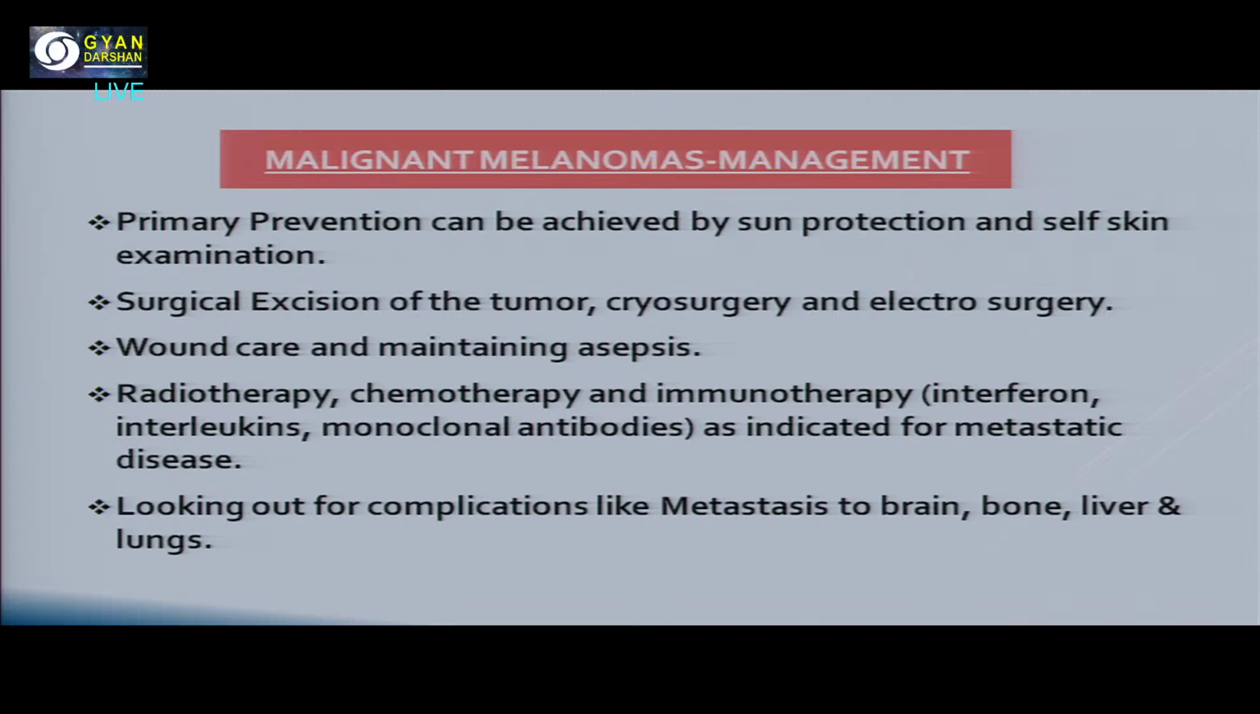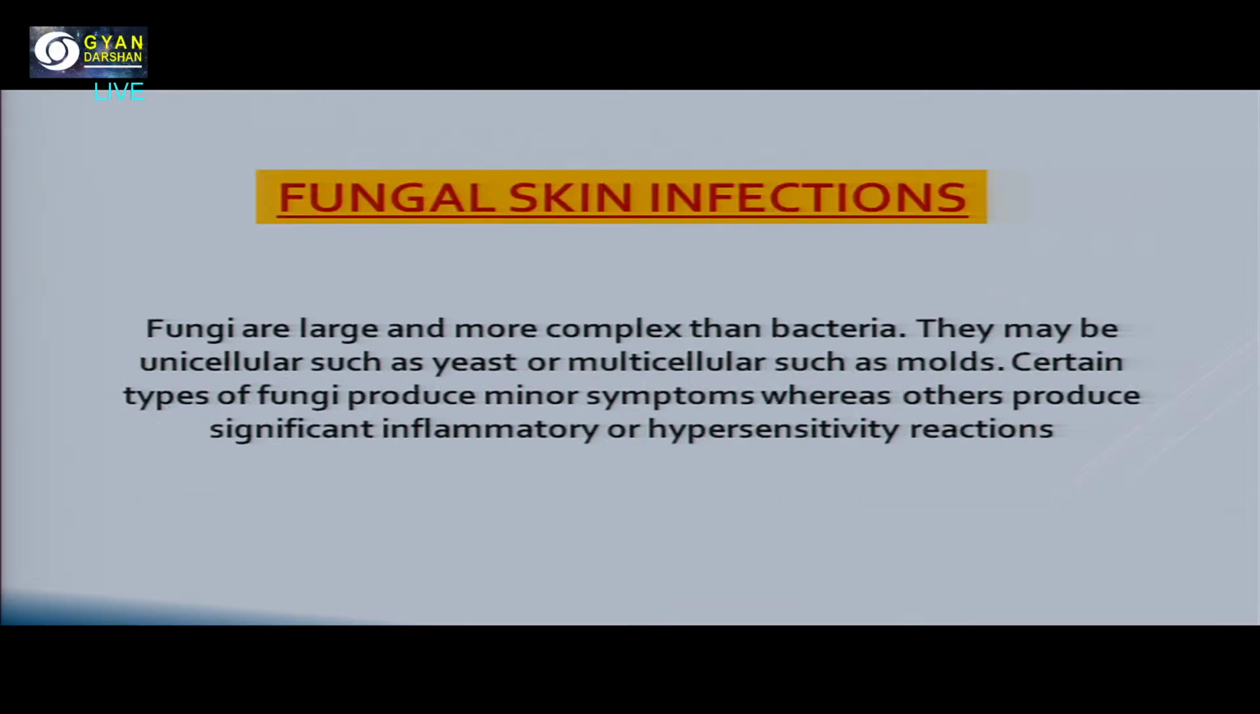How do we manage? We have primary prevention, which can be achieved by sun protection. There is surgery for the tumor, and cryosurgery and electrosurgery. There is wound care, and we also need to maintain asepsis, that is, we should avoid infection. Radiotherapy and chemotherapy, because it's a kind of cancer, so we need to utilize these therapies for the patient. We should look out for complications of metastasis to the brain, bone, liver, and lungs.